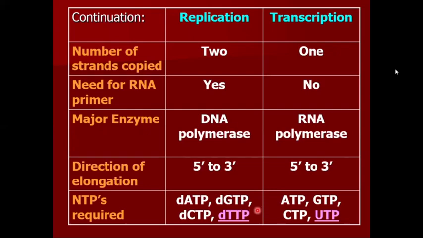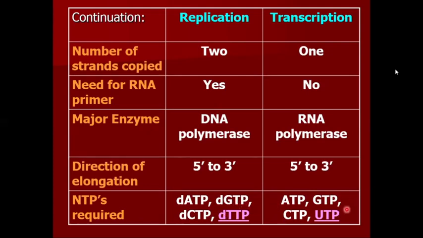deoxynucleoside triphosphates like dATP, deoxyguanosine triphosphate, deoxycytidine triphosphate, and deoxythymidine triphosphate. But during the condensation, as I've lectured to you before, the pyrophosphate is removed. So what actually condenses are the deoxynucleoside monophosphates, dAMP, dGMP, and so on and so forth.